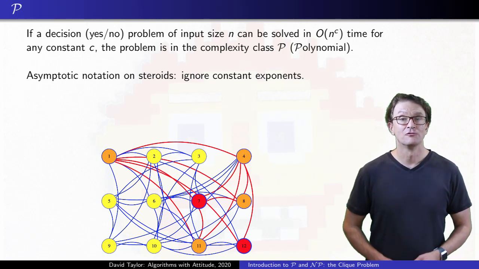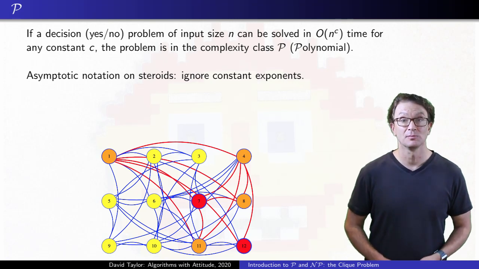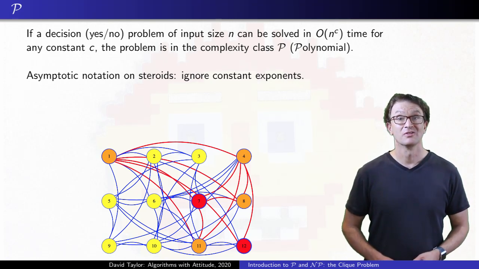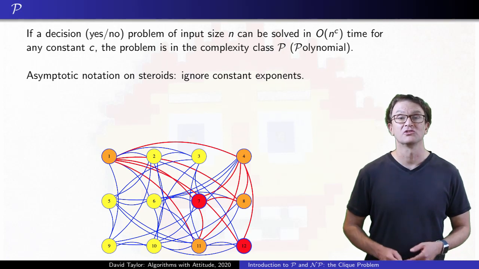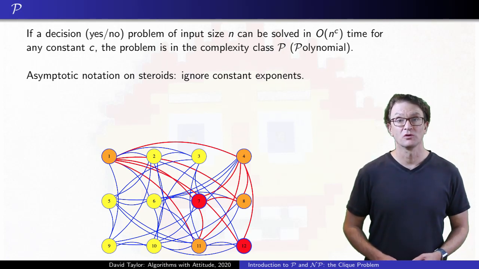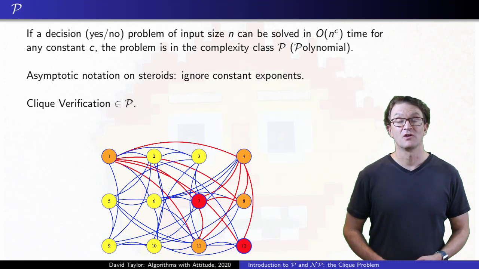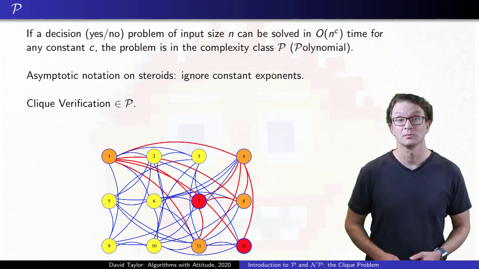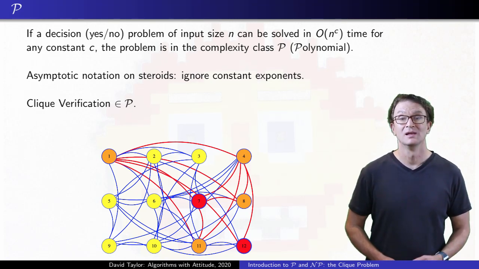Roughly speaking, for real-world problems that come up, if we can find a polynomial time algorithm to solve them, the thought is that those problems can be solved efficiently. Of course, n to the 100th algorithms are polynomial, but not efficient, but those don't come up so much. Because we can solve the clique verification problem in polynomial time, and it's a decision problem, it is in P.